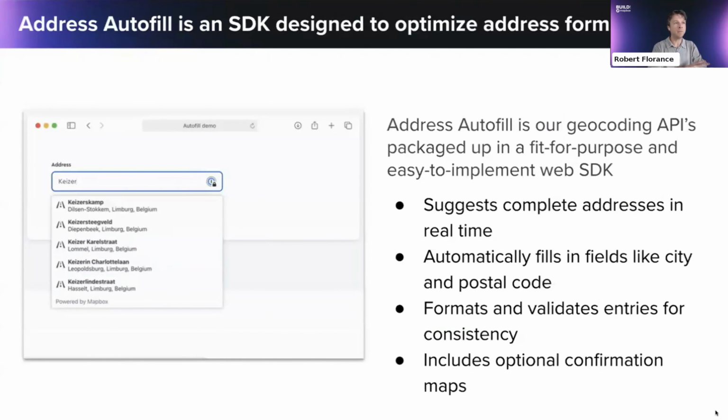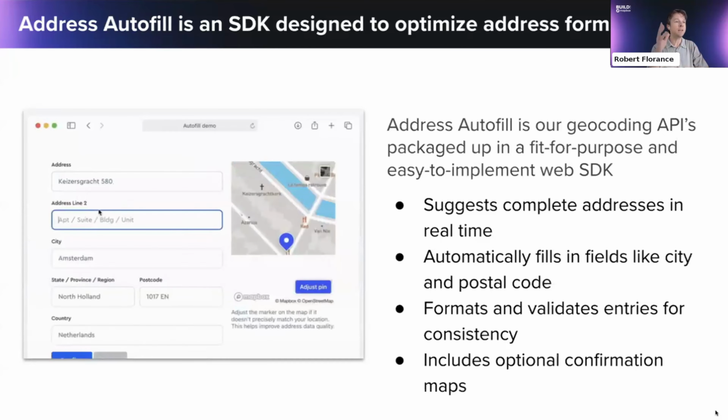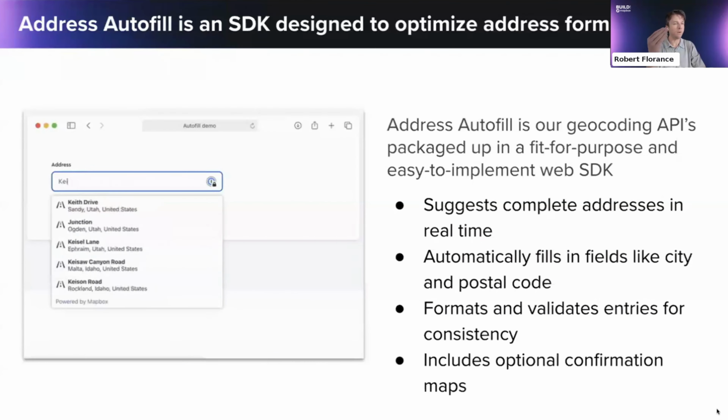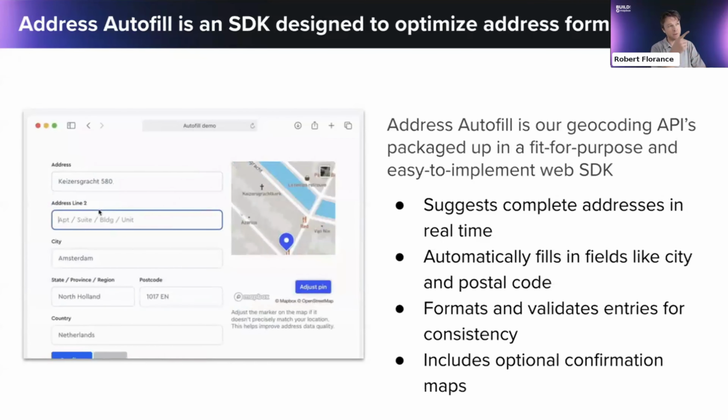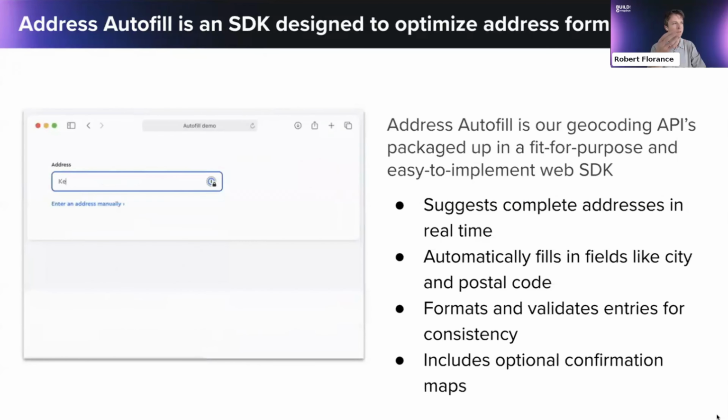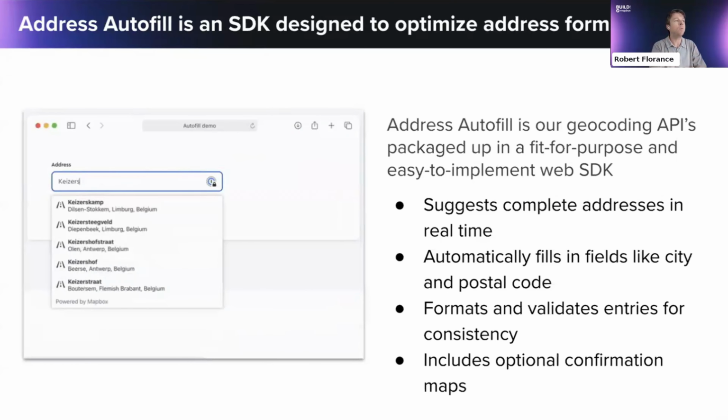Address Autofill, which is what we're talking about today, is where we've packaged up this Geocoding API into a convenient to use front-end SDK. It will suggest a complete address in real time, auto-completing what your user is typing, and then automatically pull the correct elements of that address into the different form fields. It standardizes the address as it goes in. And as you can see on the screen right now, there's a little map that shows where the result is, to give the user confidence that we found the right location for them.